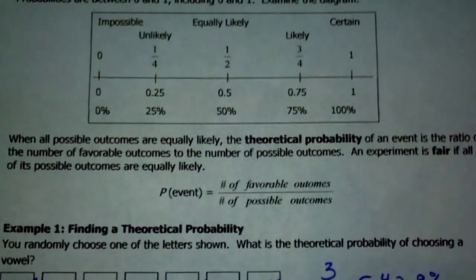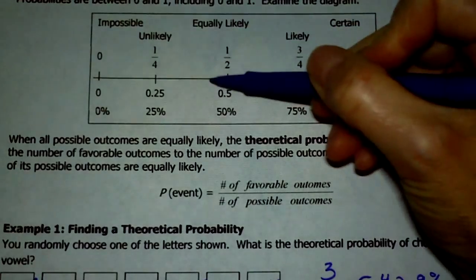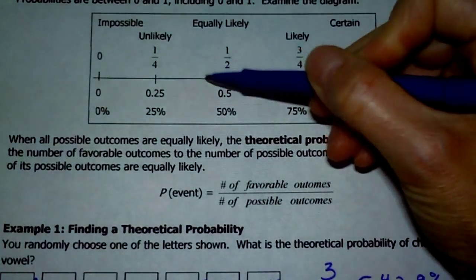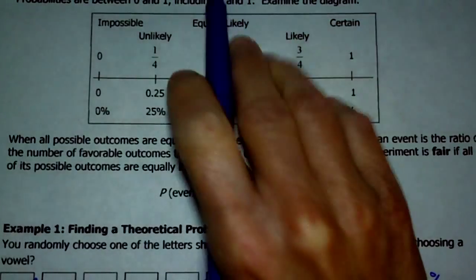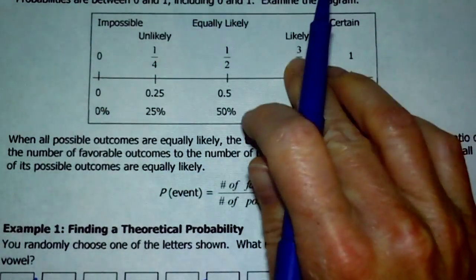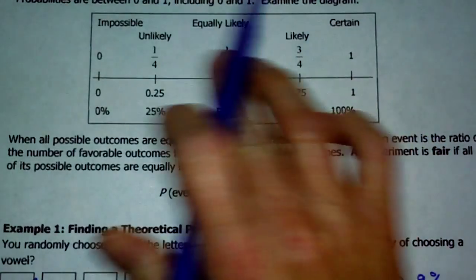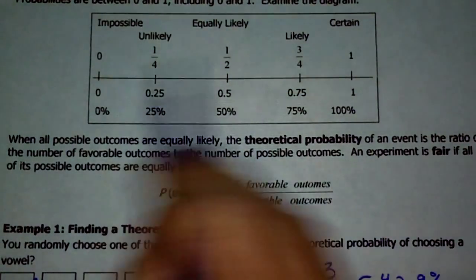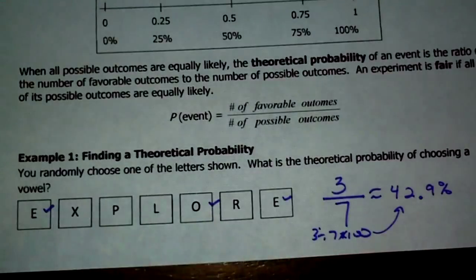So in terms of up here, that would fall in here somewhere, right? So it's between unlikely and equally likely, but it's on the left side of the equally likely. So it's less likely to happen than not to happen. So that's how this number here fits into that little chart. Okay, a couple more little examples, so turn your page.